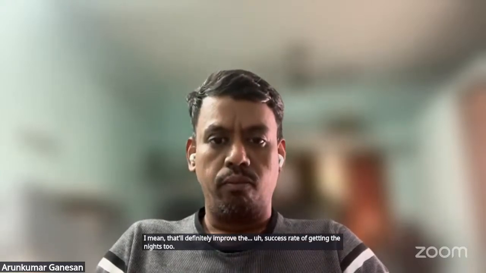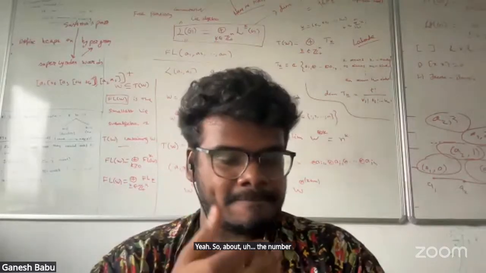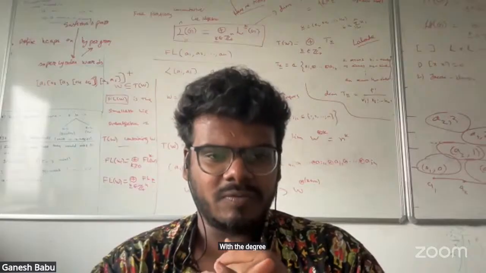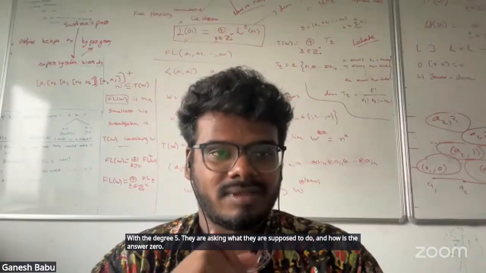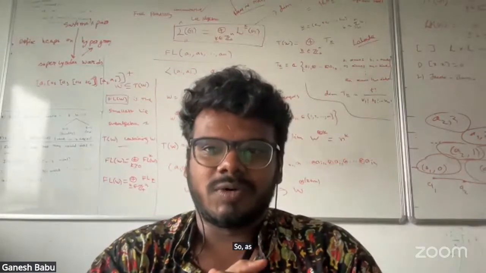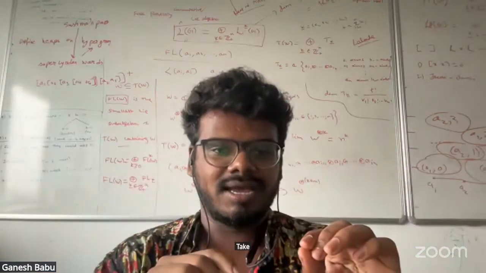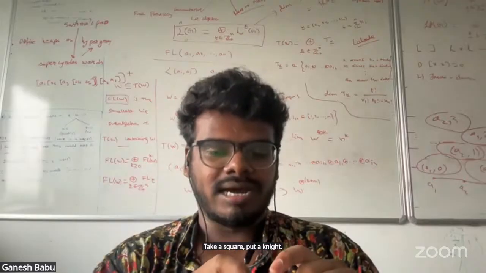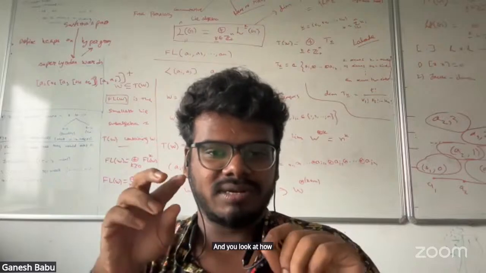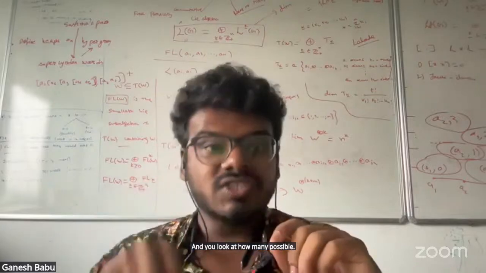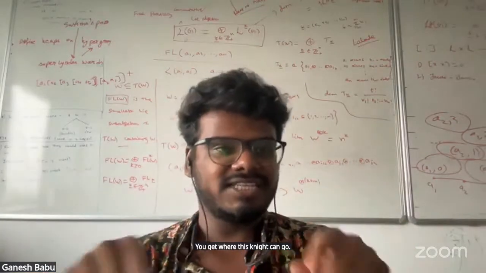About the number of squares with degree 5, they are asking what they are supposed to do and how the answer is 0. As to what you are supposed to do, you start with the empty chessboard, take a square, put a knight on that square, and look at how many distinct squares you get where this knight can go. You can do this for each square, right?